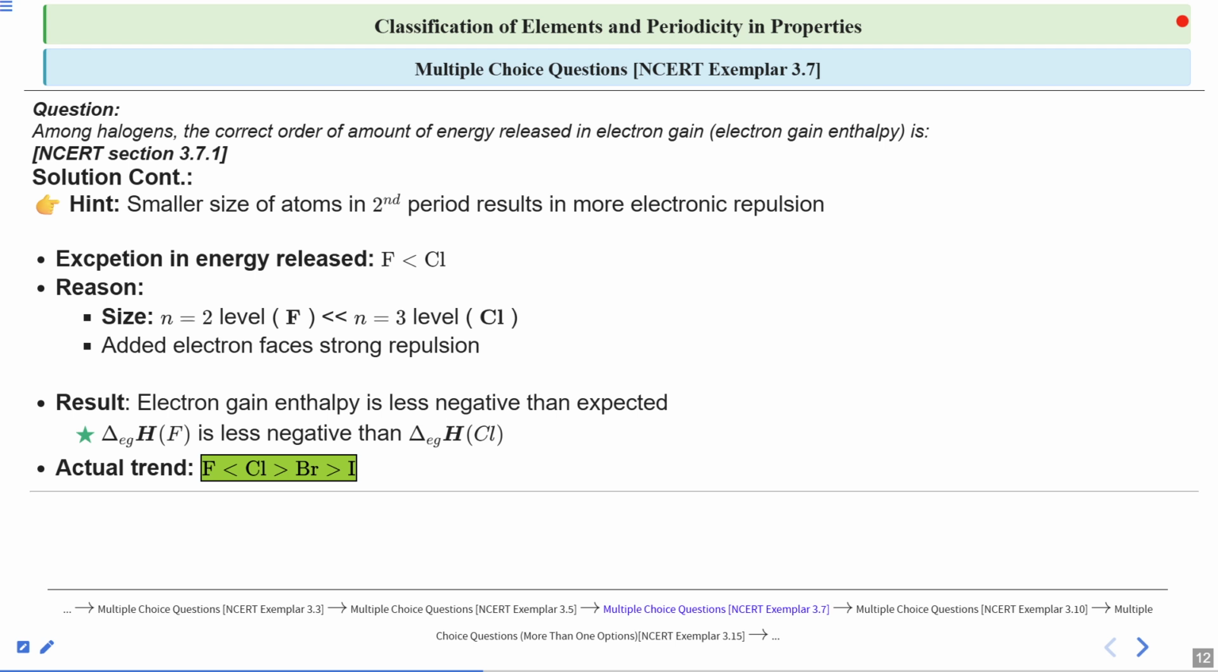So I am giving you a hint. It is related to the chalcogens. In chalcogens also there is an anomaly. There also we don't get the normal trend. So what is that exception? You can just think about it.